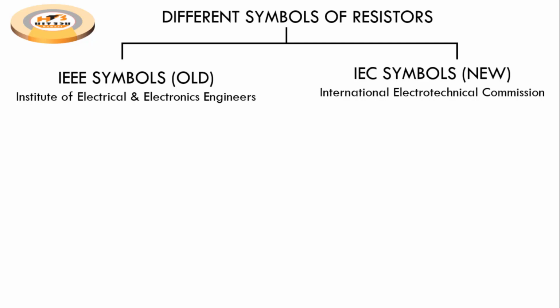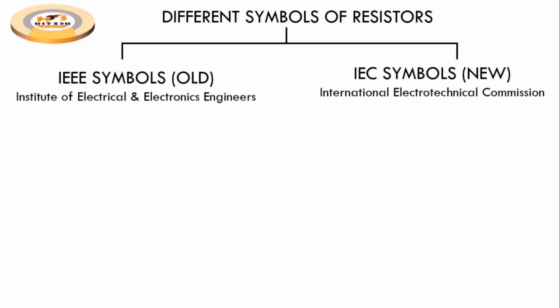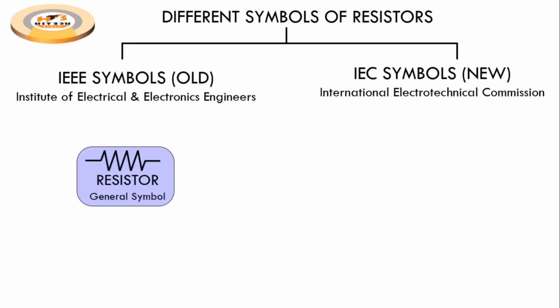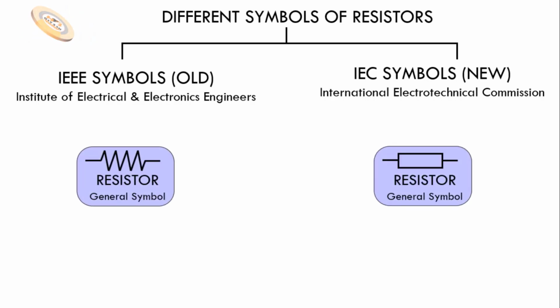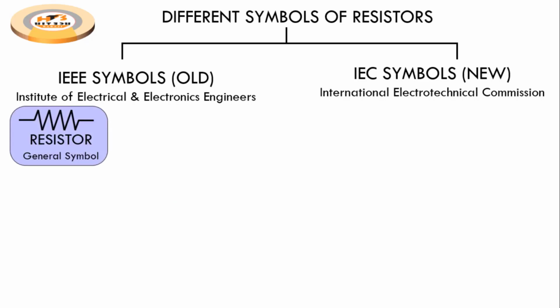IEEE stands for Institute of Electrical and Electronics Engineers, whereas IEC stands for International Electrotechnical Commission. IEEE system is old system, IEC is a new system. In IEEE, we represent a resistor with the help of zigzag lines, whereas in IEC, we represent or denote a resistor with the help of rectangular box. This image shows the symbols of the resistors in both the systems.